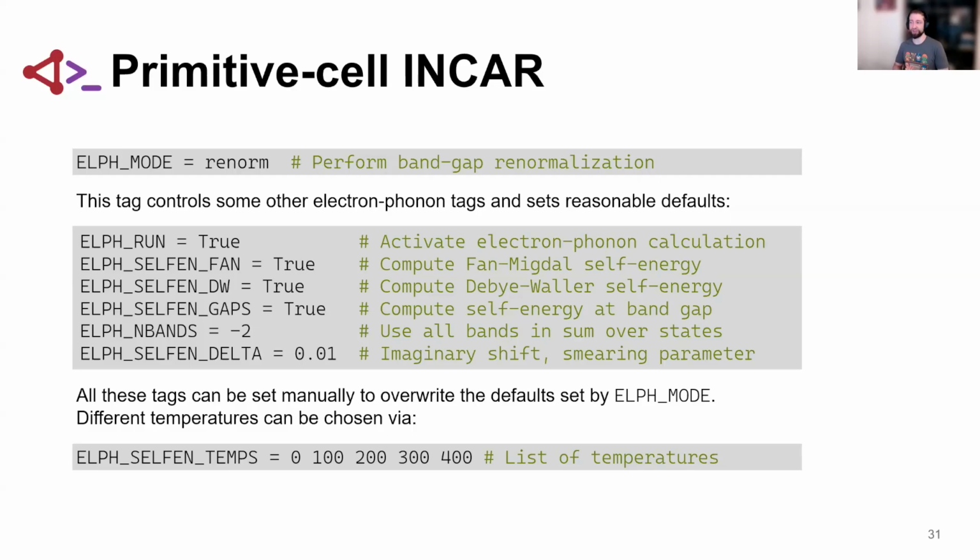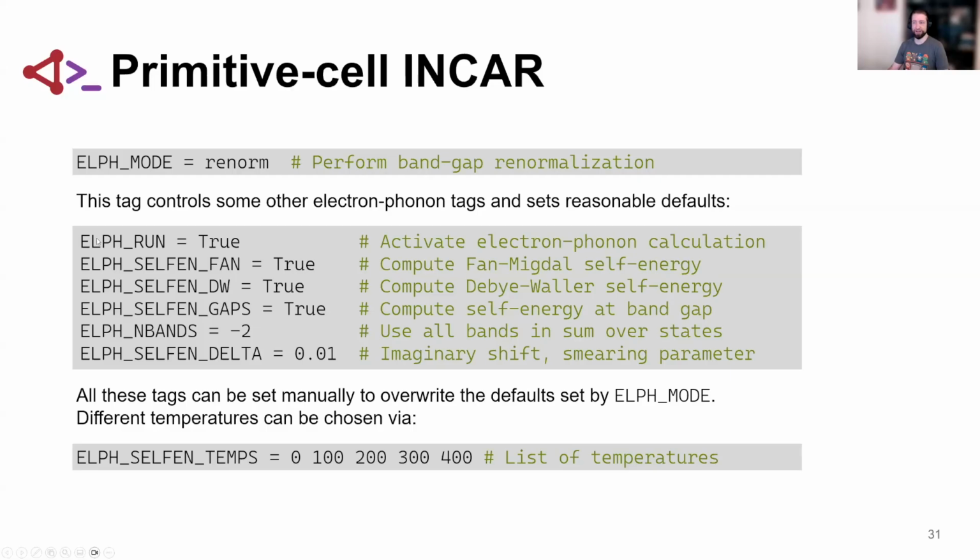And for band structure renormalization, there is a simple tag that you can set, a convenience tag, let's say, called ELPH_MODE. You can set this equal to renorm. And then it will set all these tags below it to some reasonable defaults, and I think it sets some other tags as well. You can look that up at the wiki if you're interested. But these are essentially very reasonable defaults to perform band gap renormalization. So let's go over them really quickly.